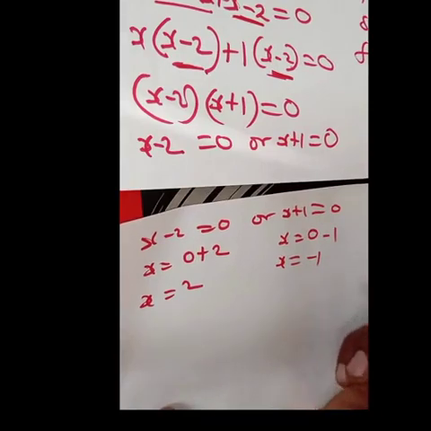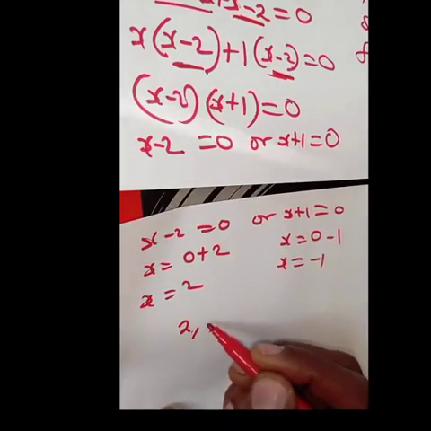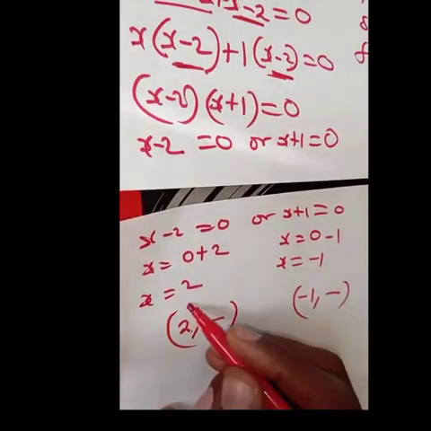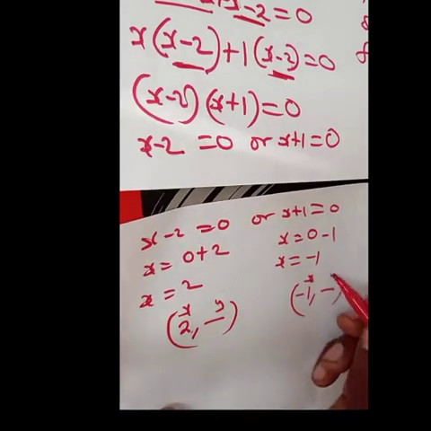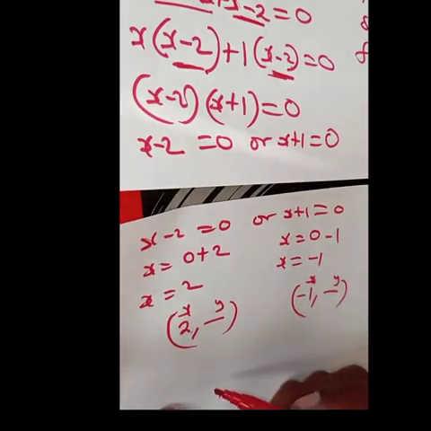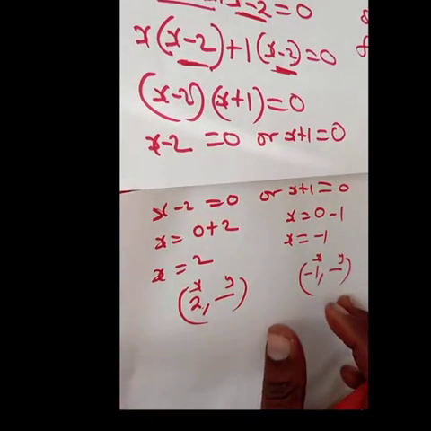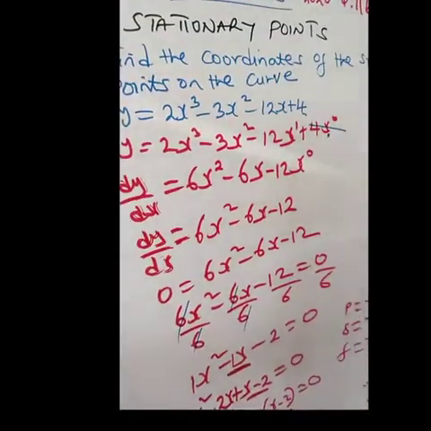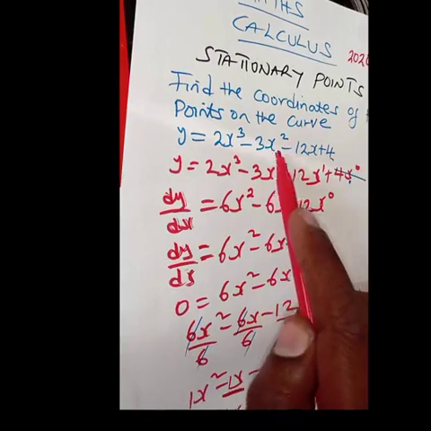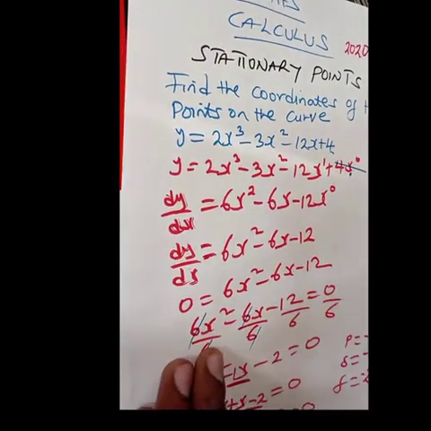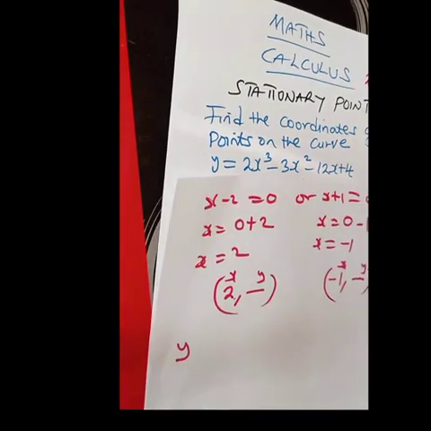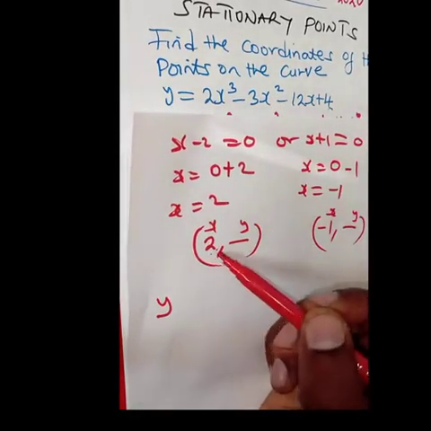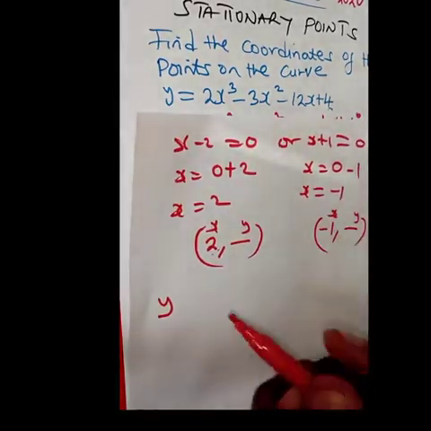Now a coordinate must have an x value and a y value. So in this case, we have just found the x values. What about the y values? So you need to go back to the original function. We were given this, remember? We need to replace where there is x, we put 2, then later on where there is x, we put negative 1. So let's do it.